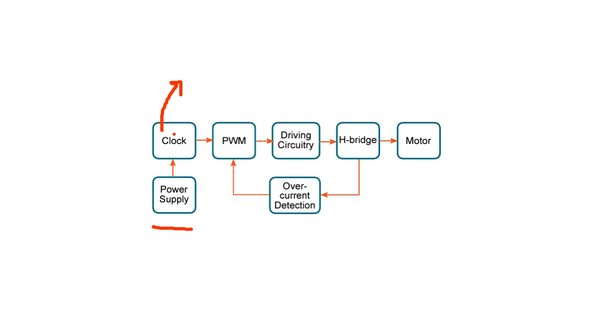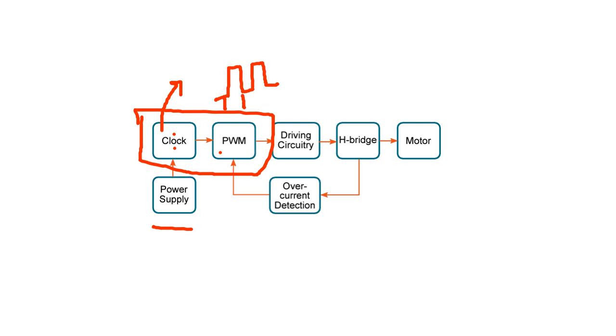Generally, clock and PWM are part of these circuits, for example, Arduino. If you use any Arduino or any microcontroller, you can build your own circuit. It means that after clock generation, you can apply a PWM: how many seconds on time, how many seconds off time, okay?